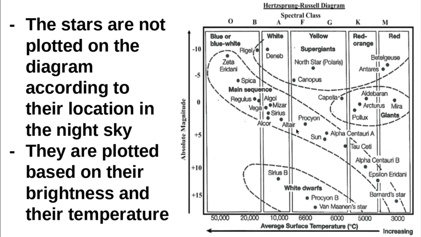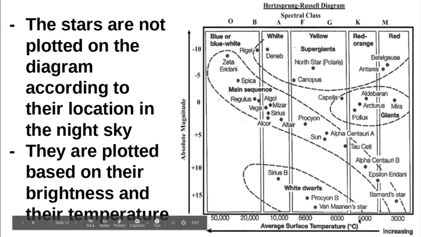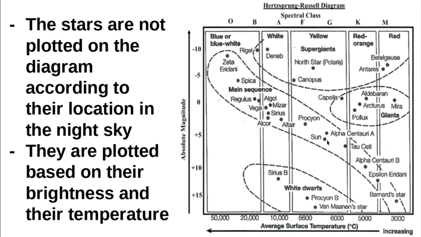Okay. Stars are not plotted on the diagram according to their location. This is important to understand. They're plotted based on their brightness and their temperature, not on their location. So just because the sun is here and Alpha Centauri is here, does not mean that these are this close in the universe. It just means that they have similar characteristics.